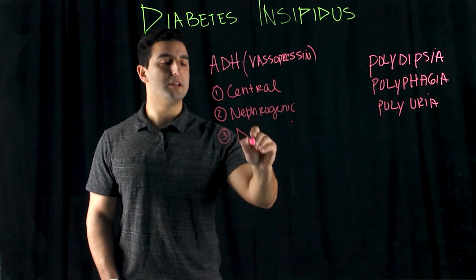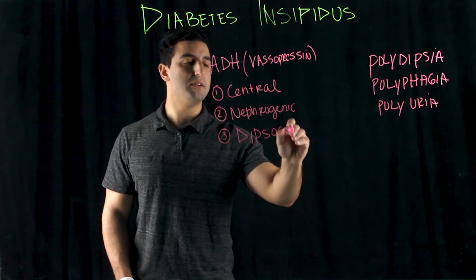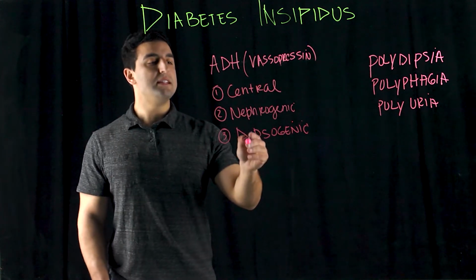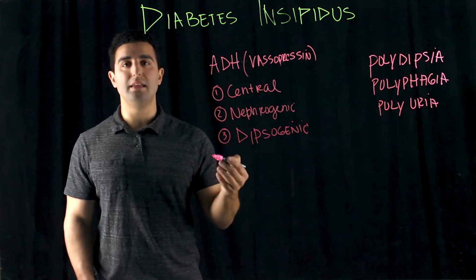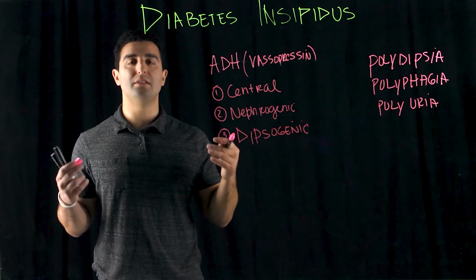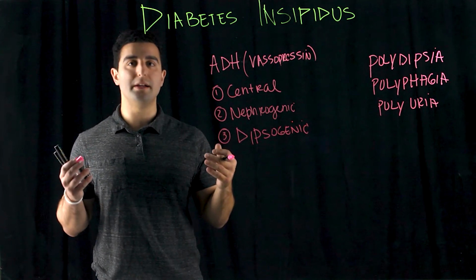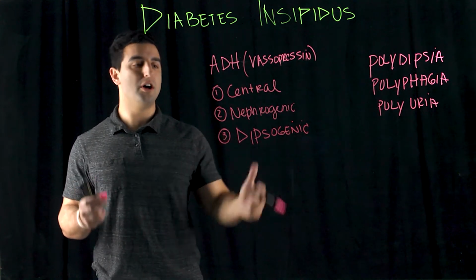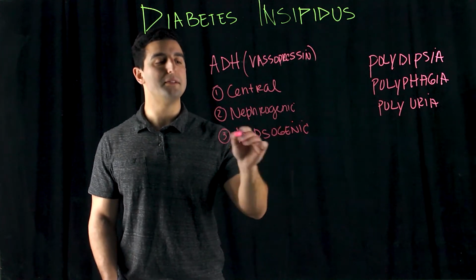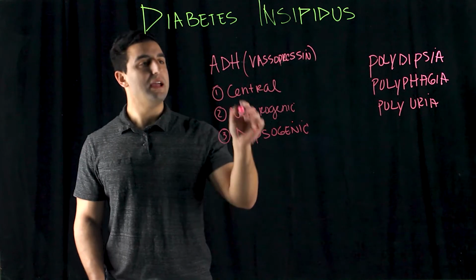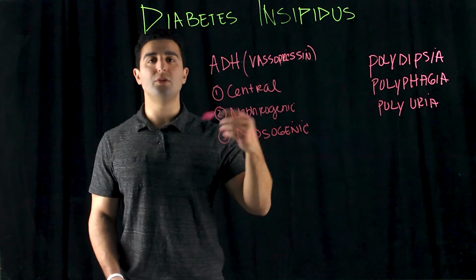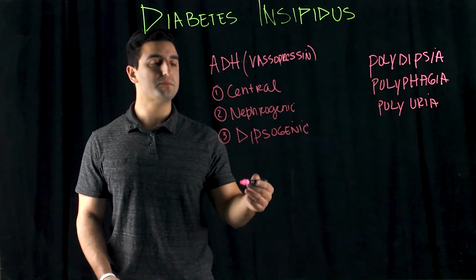And then you have dipsogenic. Dipsogenic is a very rare and newly discovered type of diabetes insipidus. This is due to an abnormality in the behavior of thirst, which is regulated in the hypothalamus. Remember, the hypothalamus is the first and most primitive region of your brain, responsible for anger, thirst, and hunger. So there's an abnormality in the hypothalamus where, even though the ADH is present and everything in the nephron is functioning perfectly, your body still wants to drink a lot more fluids.